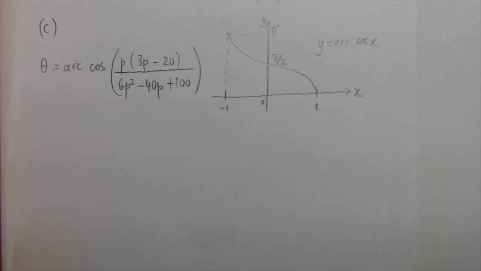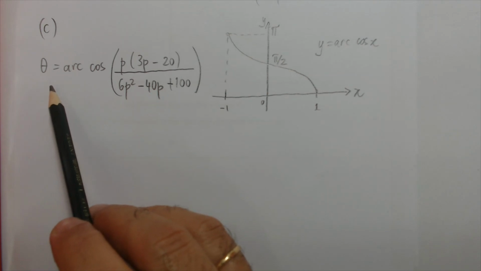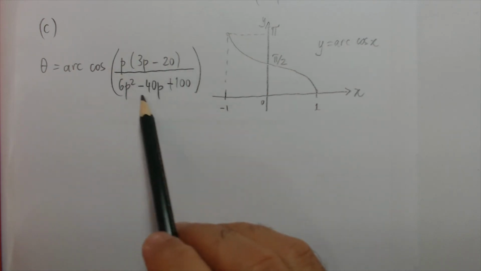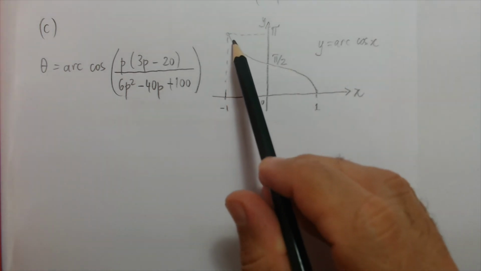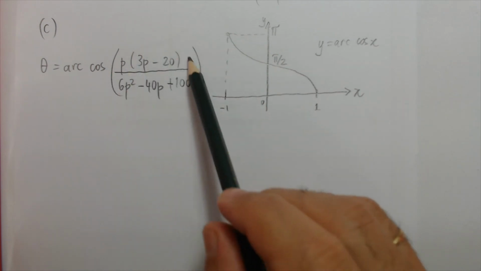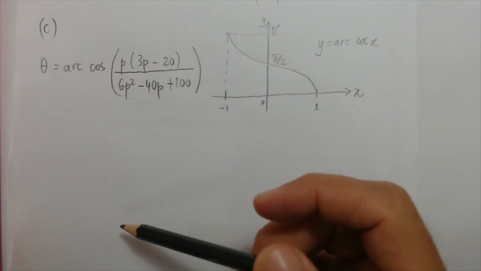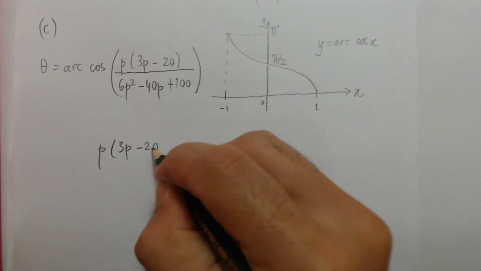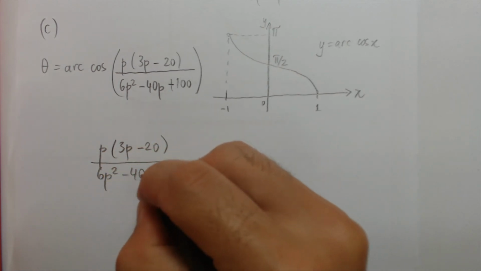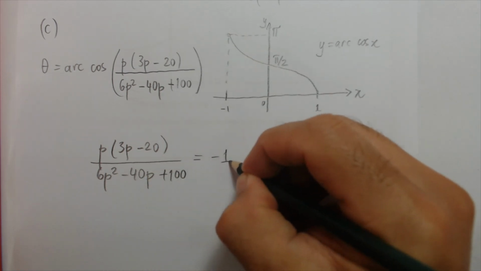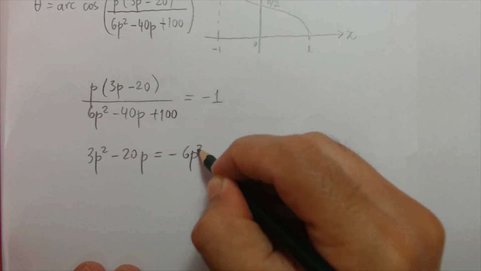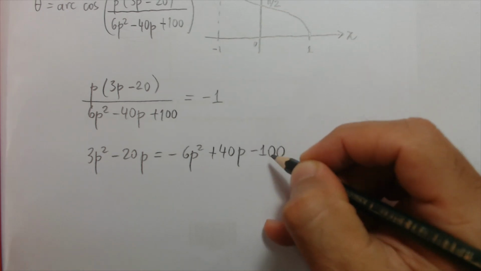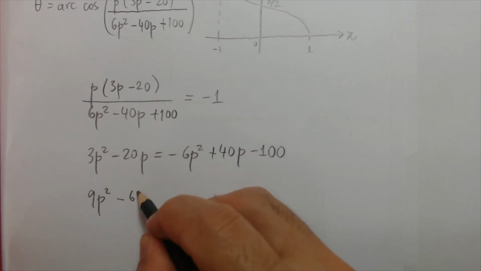To find the maximum of the graph shown in the question, we write theta as a cosine, this expression, and then to find the maximum in this case, we need to remember that a cosine has a maximum when x is minus 1. So we need this to be minus 1. We equate P, 3P minus 20 over 6P squared minus 40P plus 100 to minus 1. Then we expand: 3P squared minus 20P equals minus 6P squared plus 40P minus 100. 9P squared minus 60P plus 100 is equal to 0.